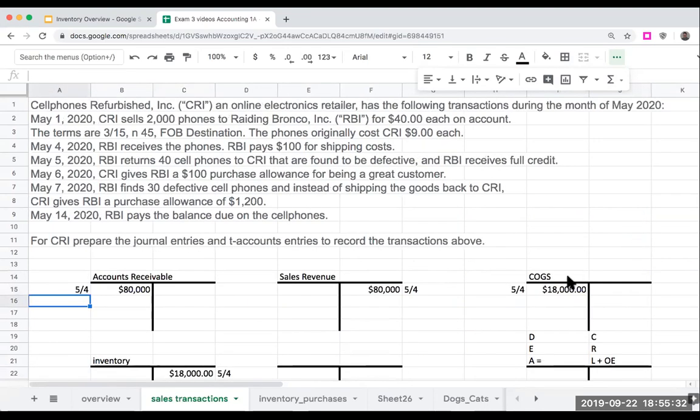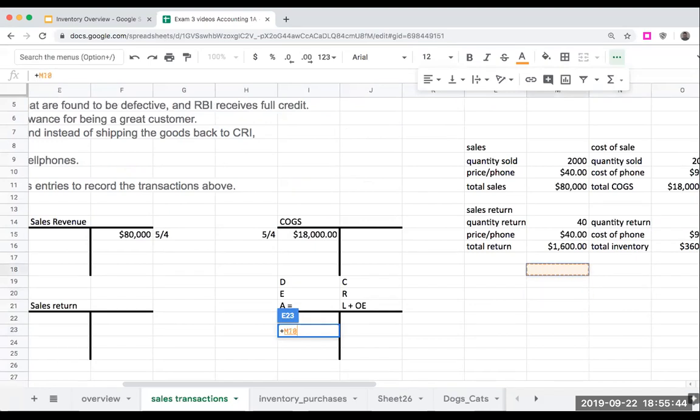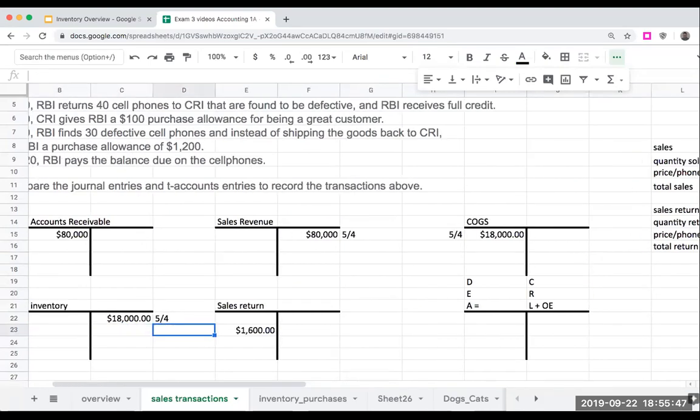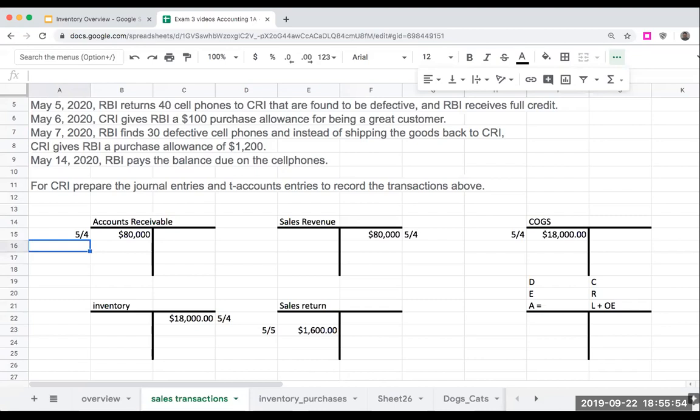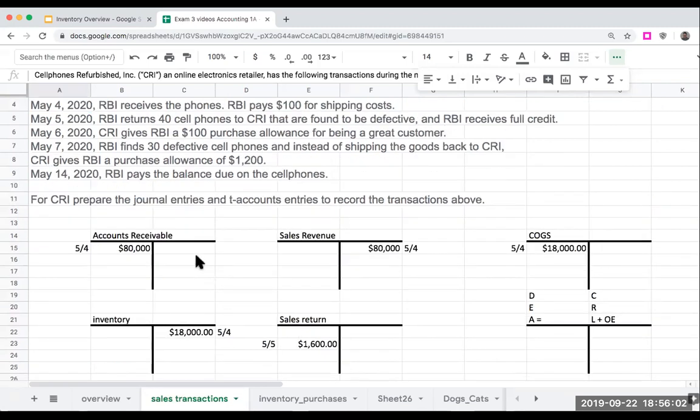So to record a sales return, what I'm going to do right here is I'm going to have sales return, and I'm going to be showing that over here as a debit for $1,600. Okay, this is a contra revenue account, and I'm going to be showing that as a debit. And at the same time, if the goods are being returned to me, that client is not going to pay me, right? So RBI says, hey, I no longer owe you $80,000, I owe you $80,000 less this $1,600.